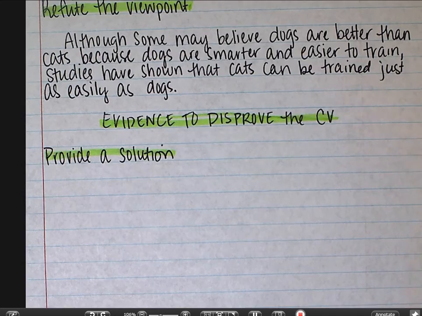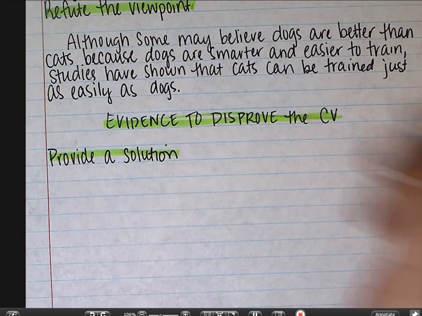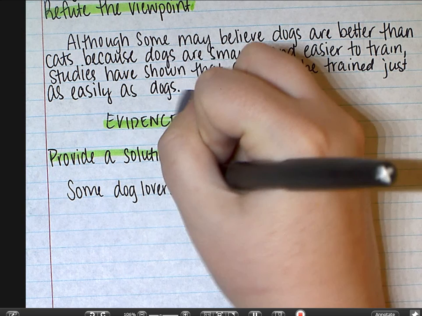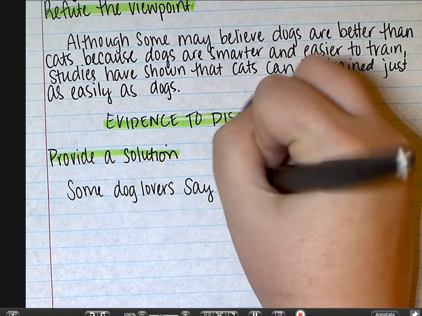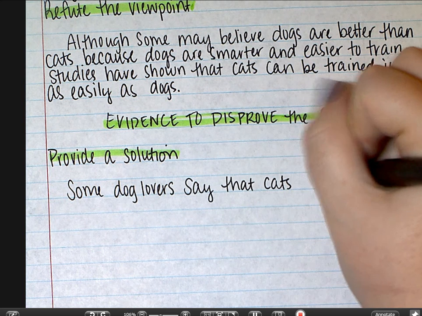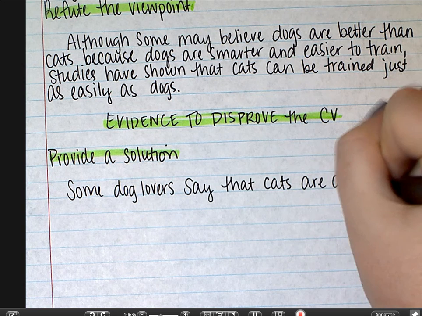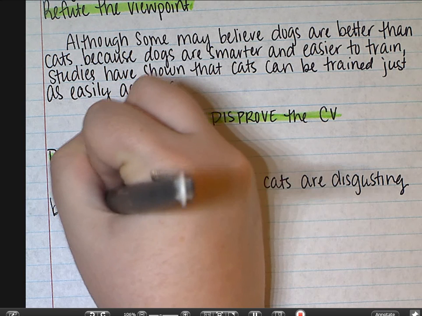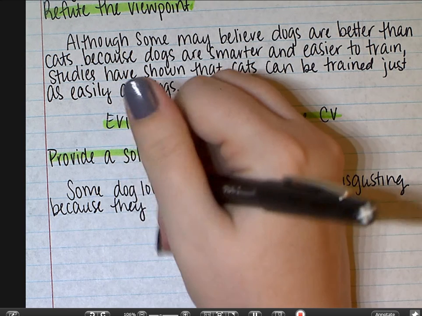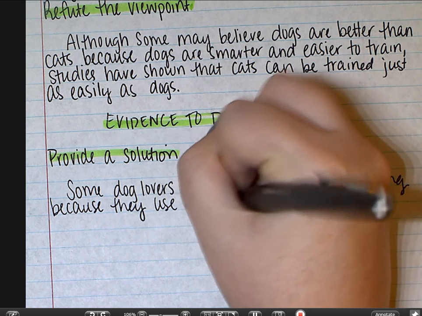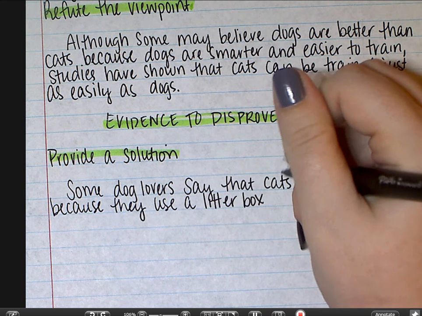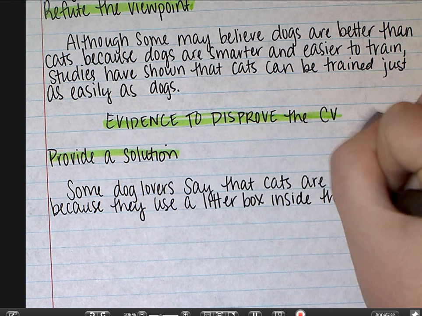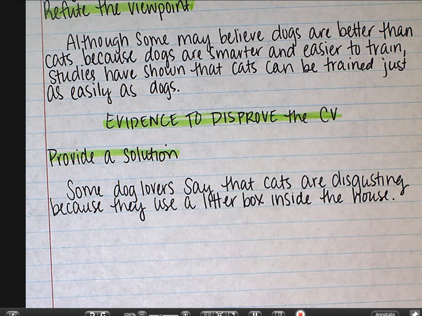Now this one's going to be two sentences, but again, we'll make it through. So, some dog lovers say that cats are disgusting because they use a litter box inside the house.